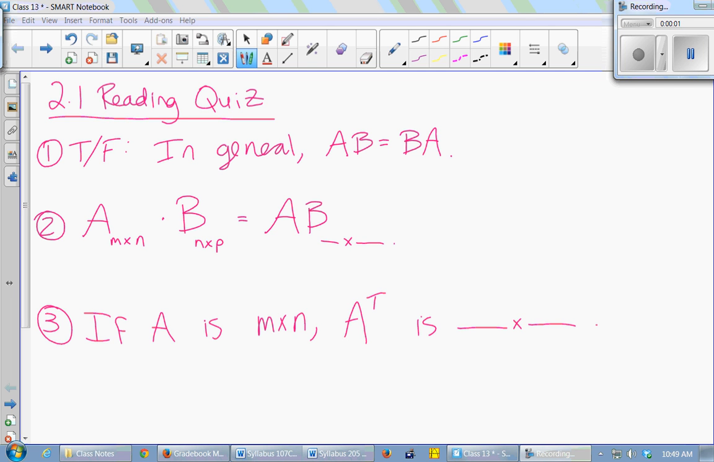Matrix multiplication. Does AB equal BA? Nope. No, matrix multiplication is not commutative. Can't do it in both orders.